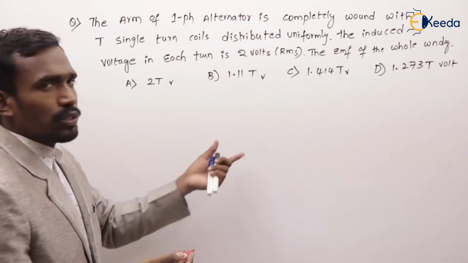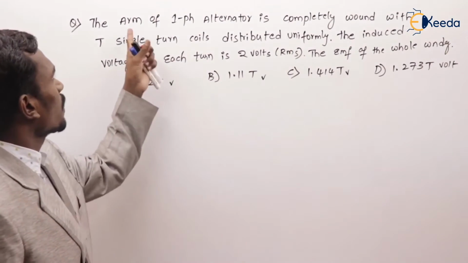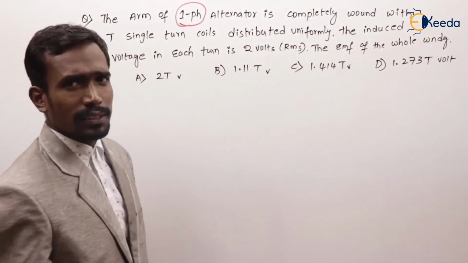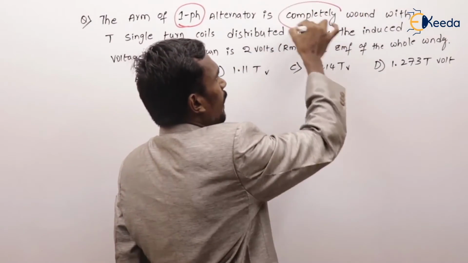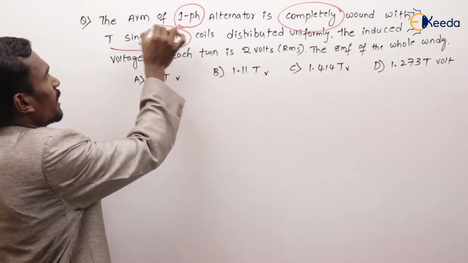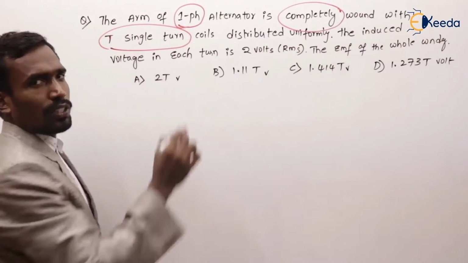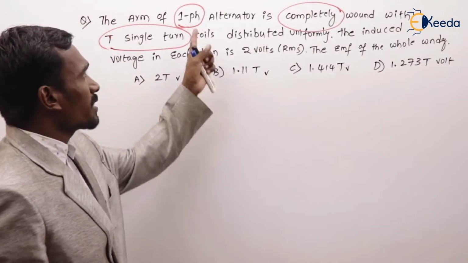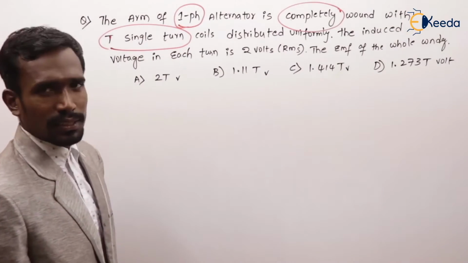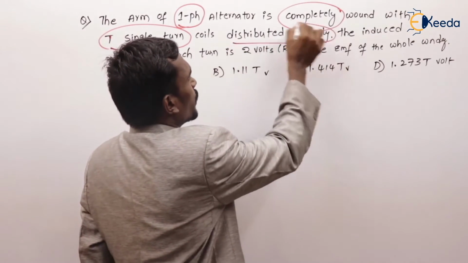Right, let's see the next question. The armature of a single phase alternator is completely wound with T single-turn coils, distributed uniformly.